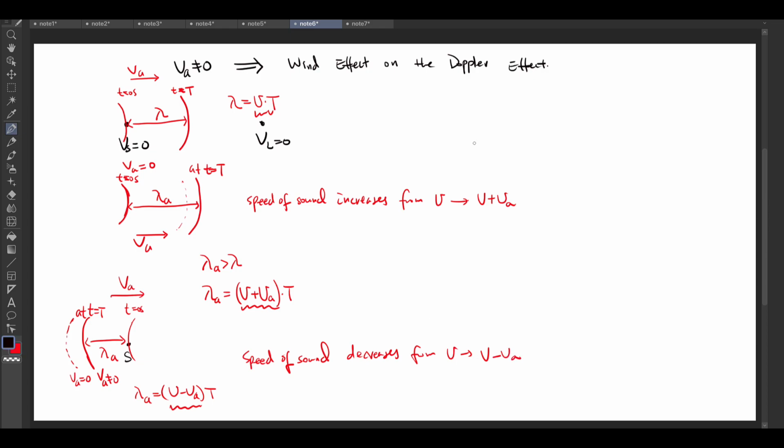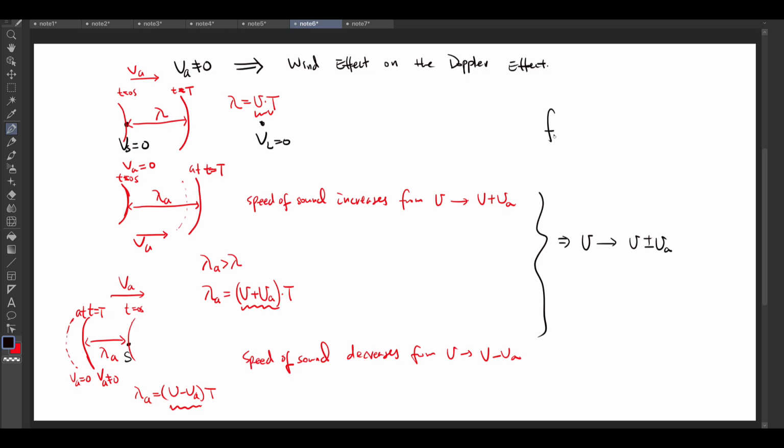Now, to summarize both cases, we need to change the speed of sound from v to either v plus Va or v minus Va. So that's our conclusion here: the speed of sound v changes to v plus or minus Va. Depending on the side of the listener with respect to the sound source, and also the wind speed direction, we need to take either the positive or negative sign.